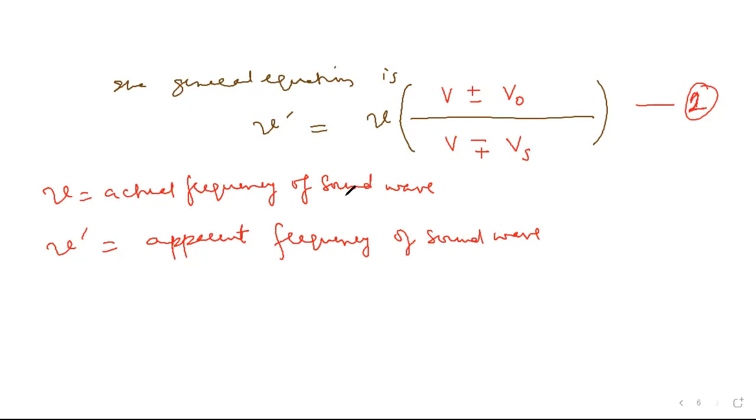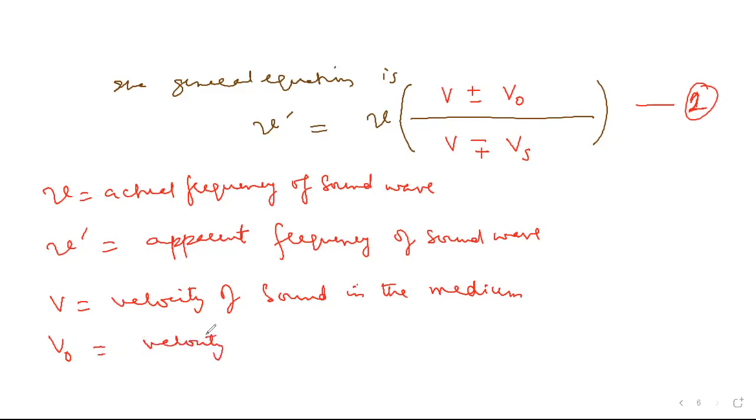What is V? V is the velocity of sound in the medium in which the sound wave is propagating. What is Vo? Vo is the velocity of the observer or listener.